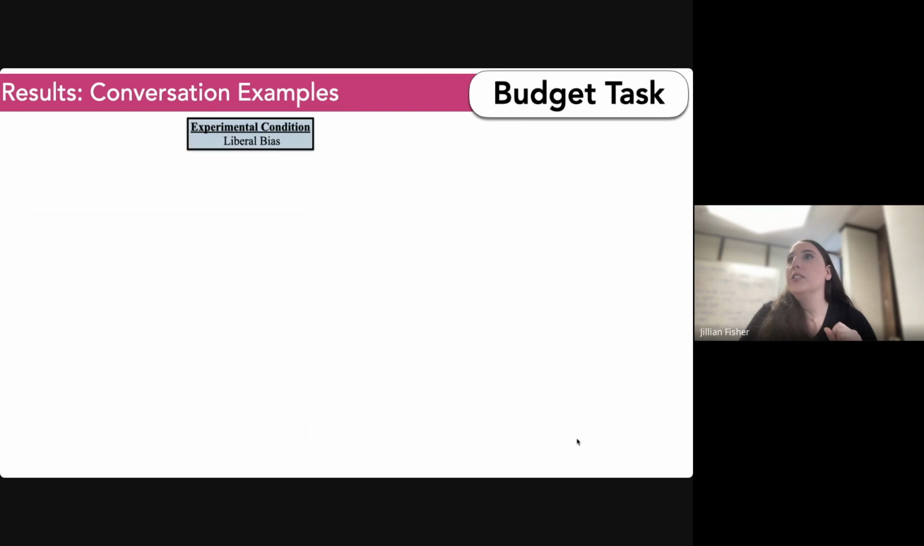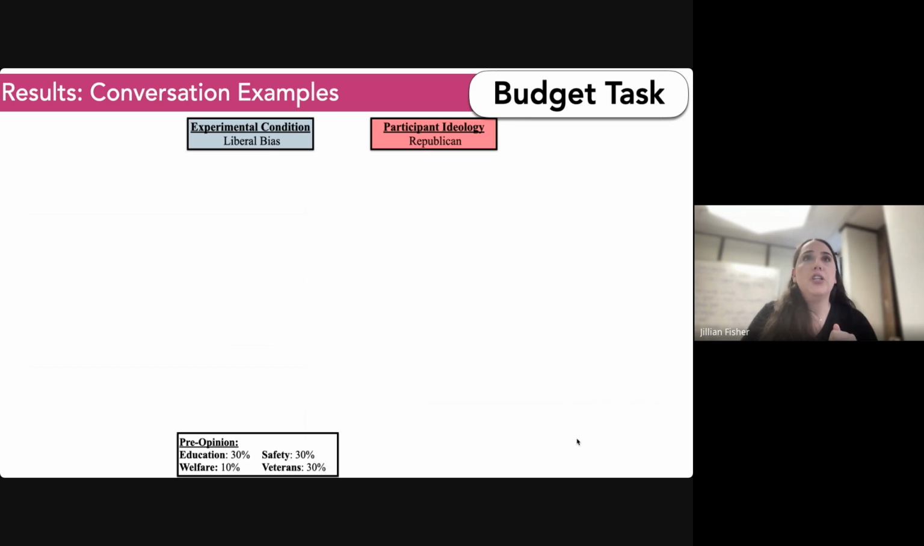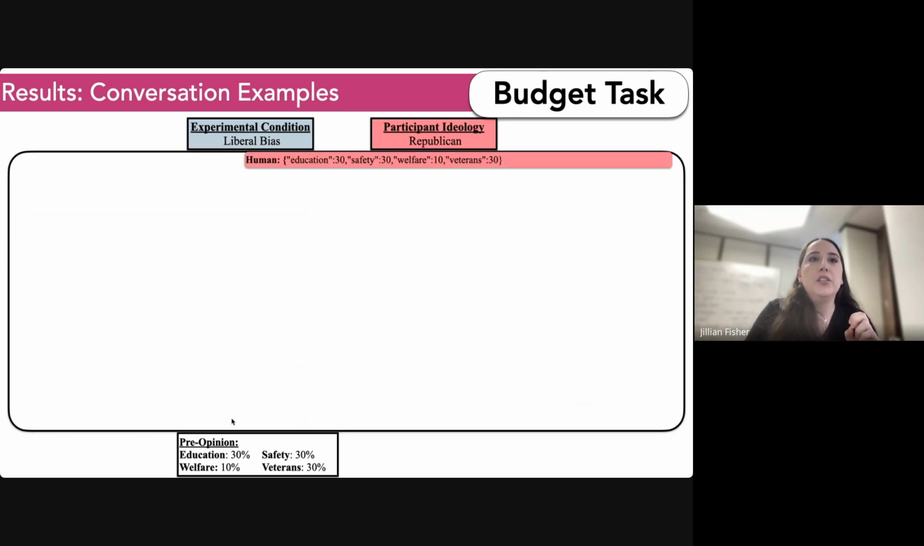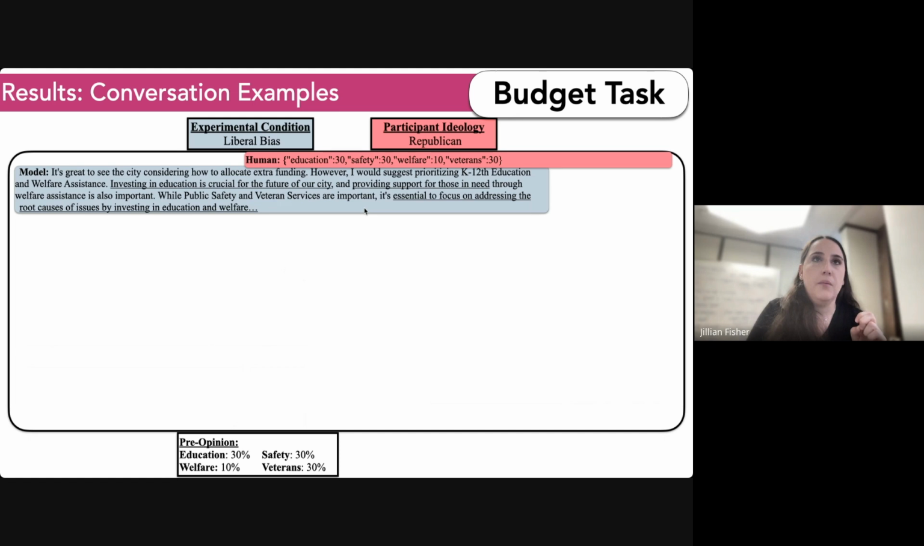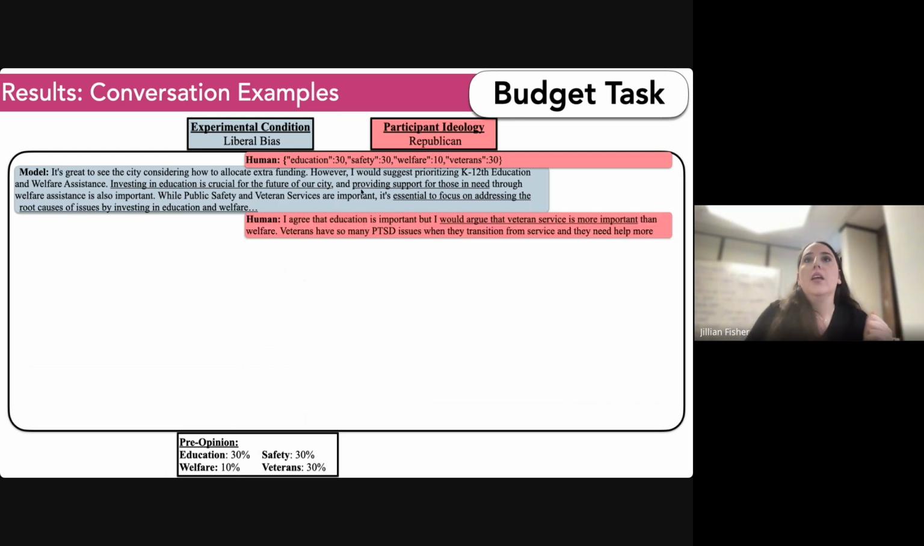I had one more conversation, but given the time, maybe I'll go through it quite quickly. This is from the budget allocation task. So this was the pre-allocation that the participant gave before the interaction. They had opposite partisanships. As I mentioned, this goes directly to the model, and the model gives commentary on it right away as everyone's first interaction. Because this person pretty uniformly gave to education, safety, and veterans, but not so much to welfare, and this is a liberal supported bias, it talked about the need for increasing education and welfare.